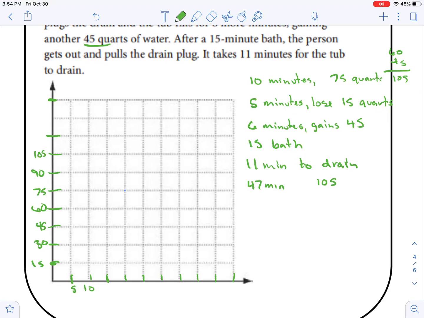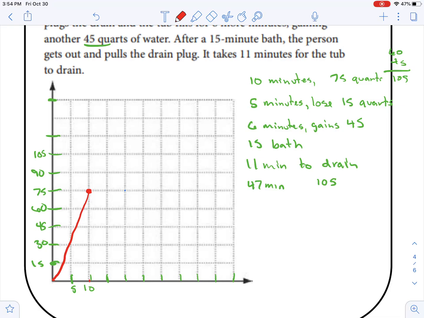So if you look at it, after 10 minutes, I go over to 10. I'm going to go here. I go over 10 minutes, so I'm here, and then I go up to where it got up to. It got up to 75. So for the first 10 minutes, it was filling, and so I'm just going to connect it. Start off at 0, went there.